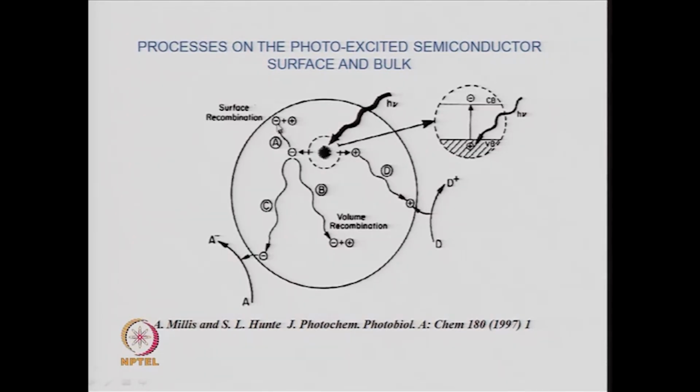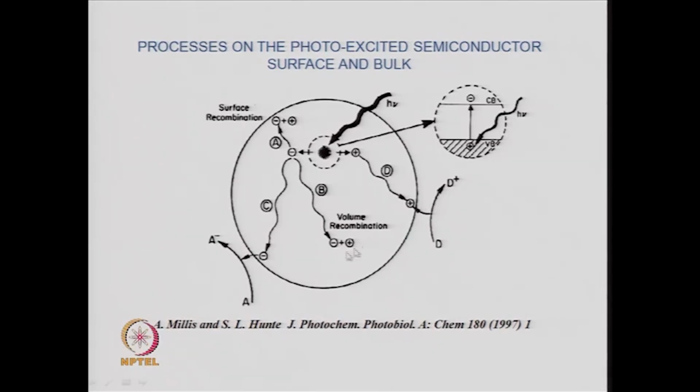So, the electron can go to the surface. Actually, this is the process: the electron is going to the surface. If it recombines with, say, a positive surface defect, then the electron is lost. But if the electron goes to the surface without meeting a positive charge, then it can reduce A to A minus. So, this is the electron that is fruitful in the catalytic process, and this is the hole which is fruitful.